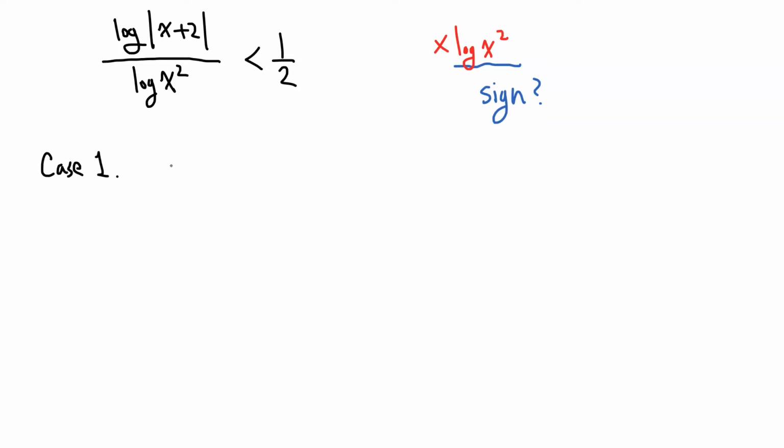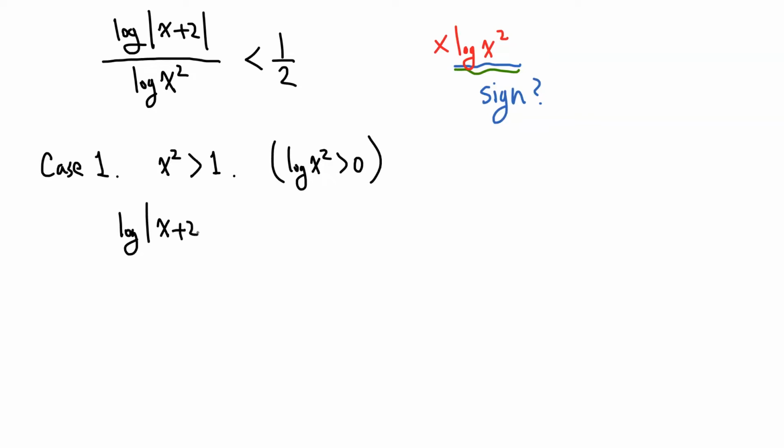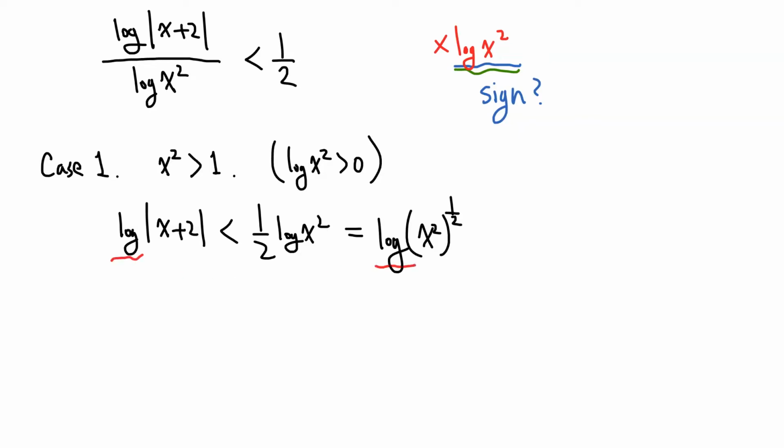So first, let us think about the case when x squared is larger than 1. This means that log x squared is positive, so the direction of the inequality sign does not change when we multiply this on both sides. So we have log absolute value of x plus 2 is less than 1/2 log x squared, which we can also write as log x squared to the power of 1 over 2. And if we remove the log on both sides, we have absolute value of x plus 2 is less than x squared to the power of 1 over 2.